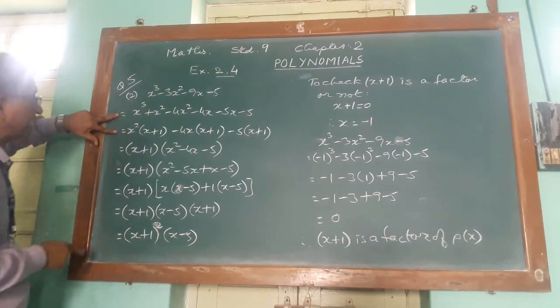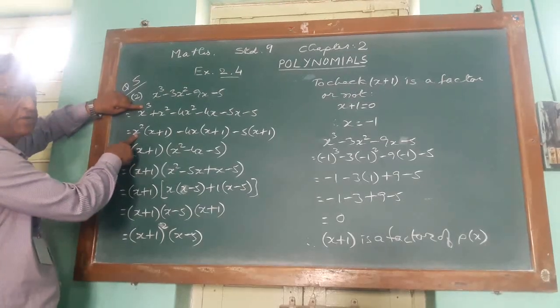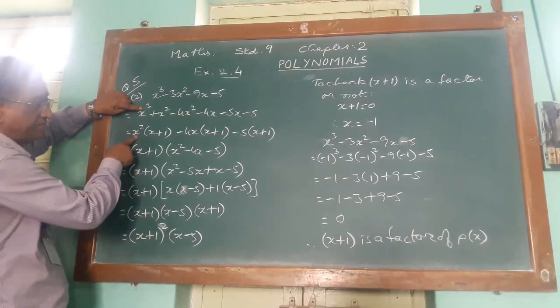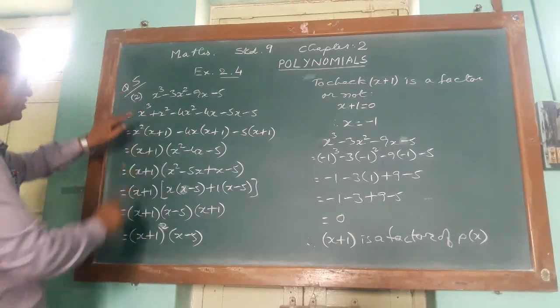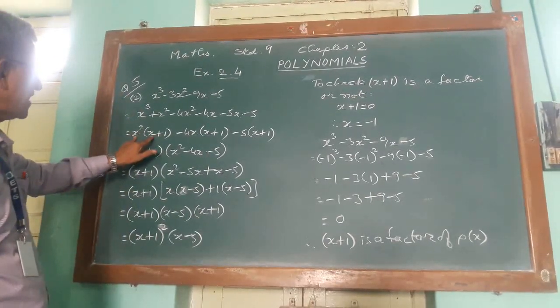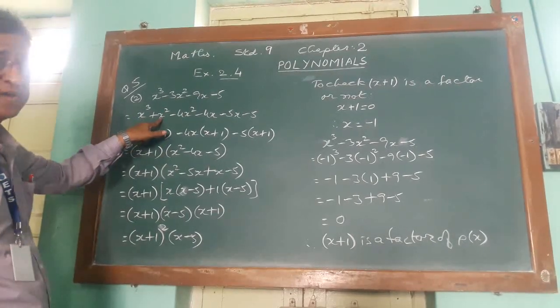Now you write two steps together. Here x cube and then 1 power less. X cube, so write down x square. Then write down the factor x plus 1. Now remove this bracket. X square into x gives you x cube. X square into 1 is equal to x square.